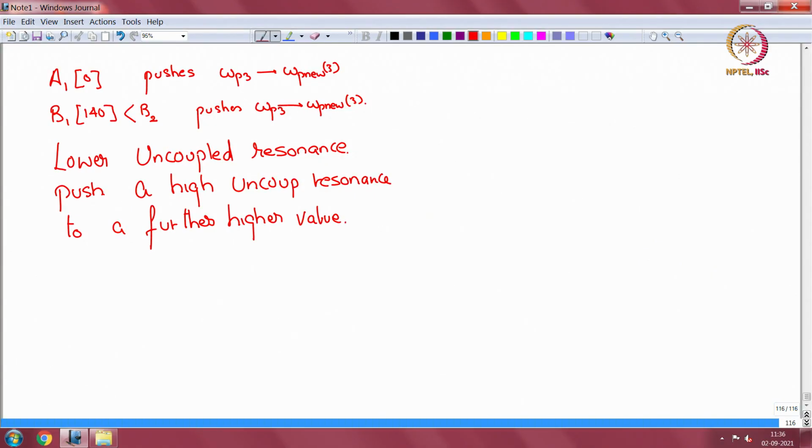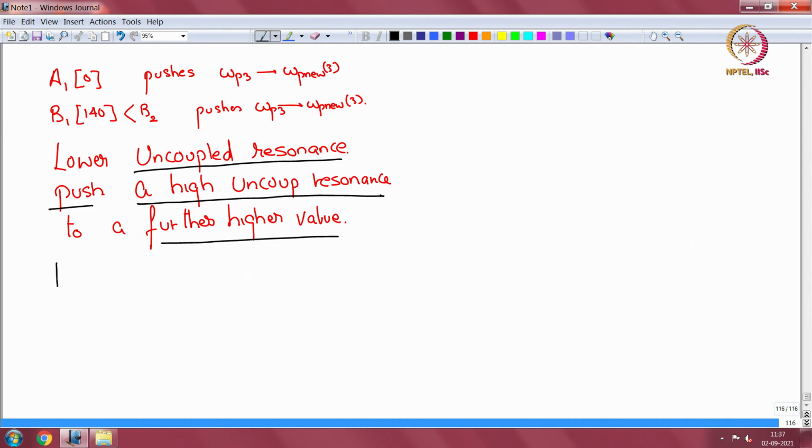We stopped over here last time. We were looking at influences of uncoupled modes on each other in finding the new coupled resonances, and this was the last statement we made. A lower uncoupled resonance, whether it be panel or acoustic, will push a higher uncoupled resonance, whether panel or acoustic, to a further higher value.